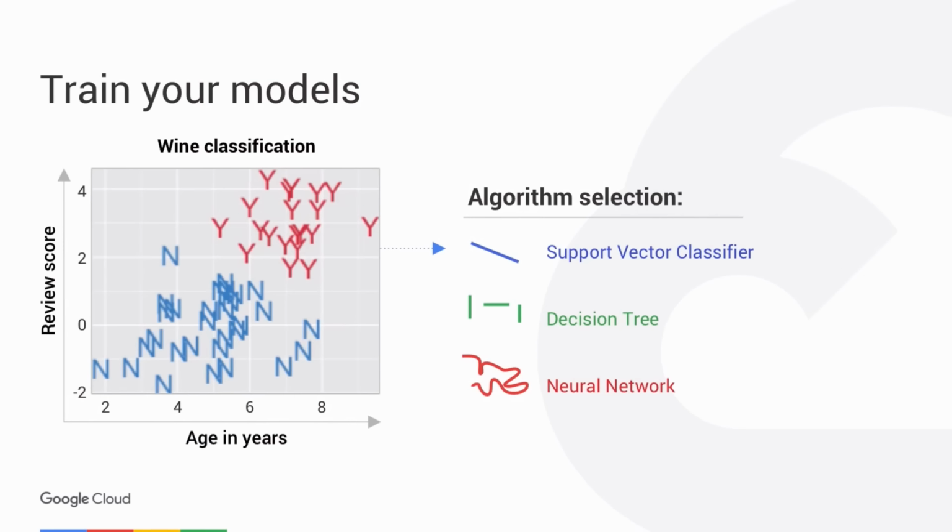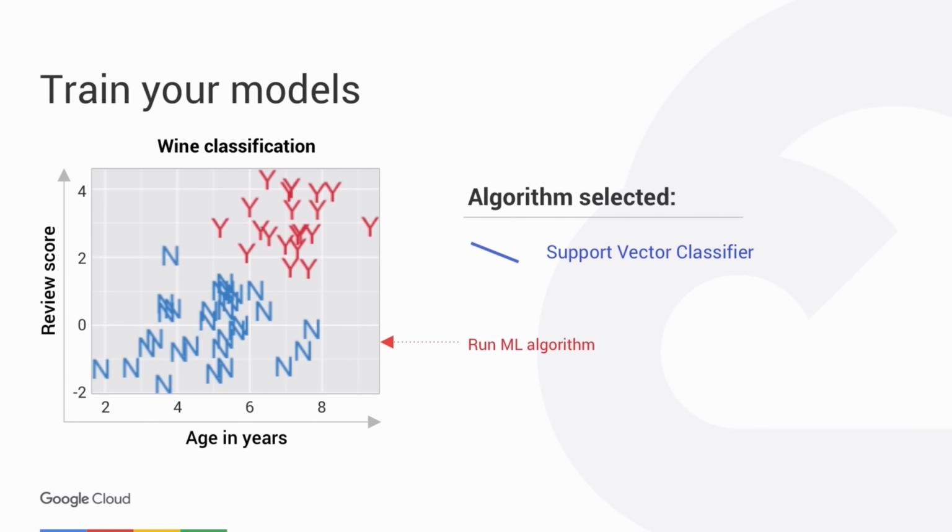Later today, you'll learn a bunch more about neural networks, also known as deep learning. So let's focus on the 2 simpler algorithms for now. Suppose we decide to use a single line that's allowed to have any slope we like. That's us selecting the support vector classifier algorithm. When we run this algorithm, the machine uses the data to choose where to put the best line. Best in the sense of most effectively separating the good wines from the bad.